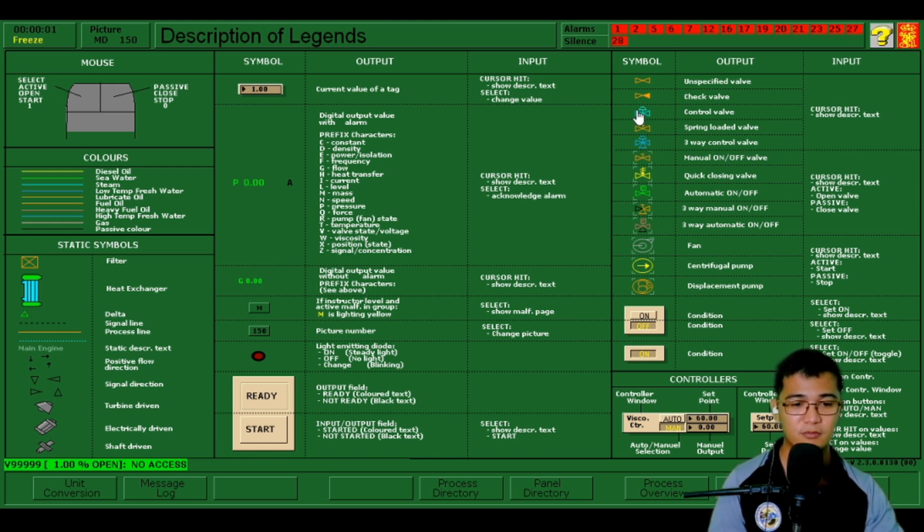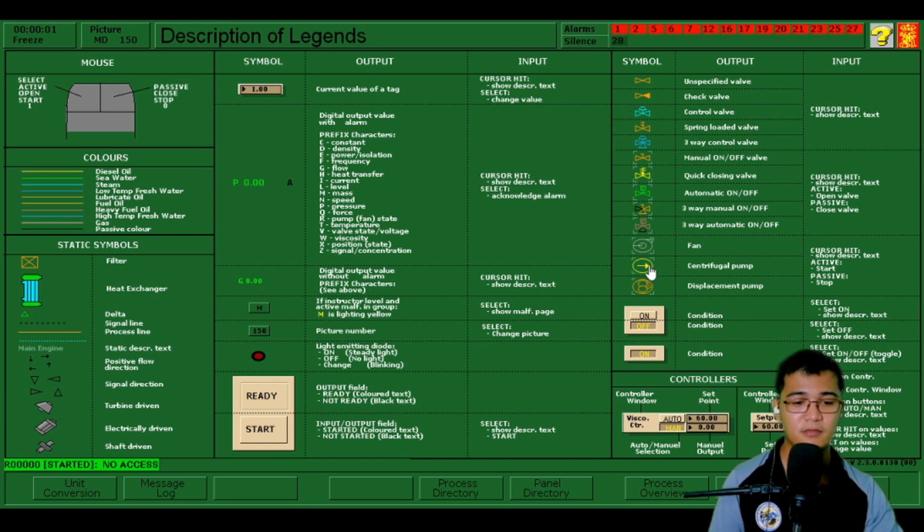So three-way control valve. So basically class, kung mapapansin nyo dito, this one will indicate the valve and itong trapezoid sa ibabaw will indicate if it is a control valve. Okay? Ito three-way control valve. Ito naman manual on or off valve. Okay? Manual on or off valve. This one is quick closing valve. Okay? Ito naman automatic on or off. Okay? So electrically, pwede siyang electrically driven. Okay? Now we have a three-way manual on or off. Okay? Valve pa rin pero manual. Okay? Ito kasi kanina, pwede natin siyang makontrol using electronics. Ito naman is three-way automatic on or off.